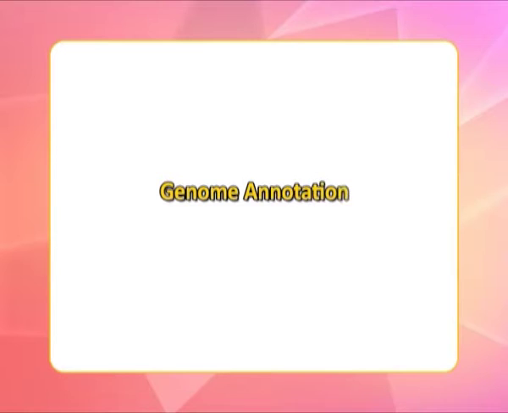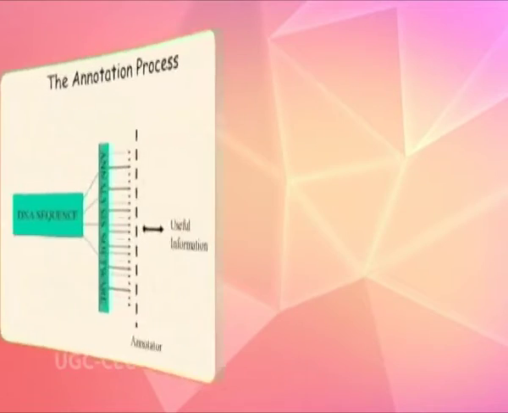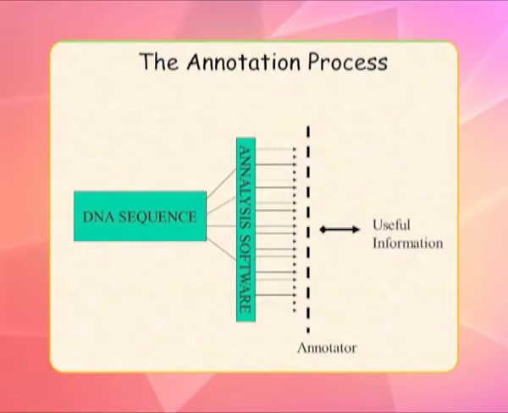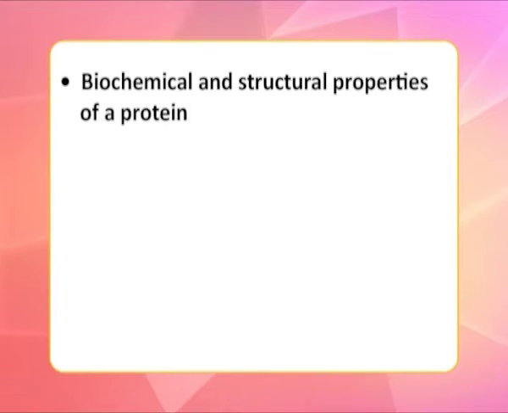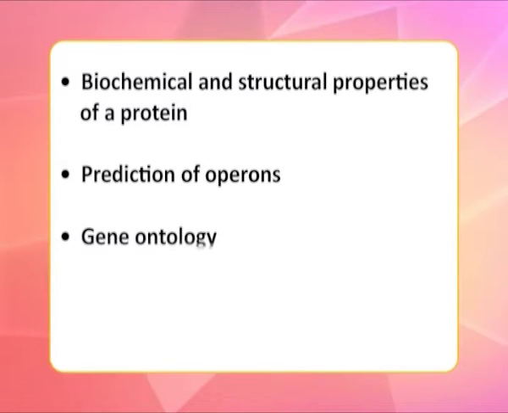Dear students, let's now talk about the genome annotation. Genome annotation is a process that consists of adding analysis and biological interpretations to DNA sequence information. This process can be divided into 3 main categories. First, annotation of nucleotides. Second, annotation of proteins. And third, processes.